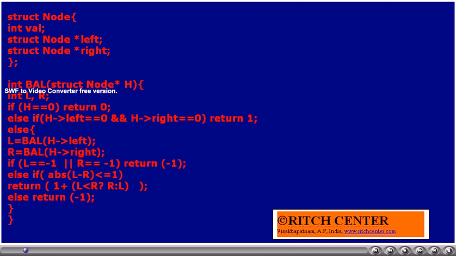The essence of this approach is as follows. This is also a recursive approach. We will be traversing the tree recursively. Whenever we encounter a leaf node, it returns 1. Whenever we send 0 or null to this function bal, it returns 0. At every node, it finds the left subtree height and right subtree height.